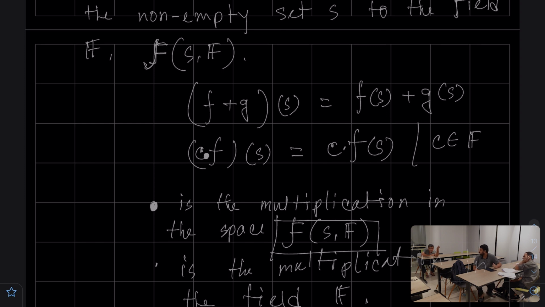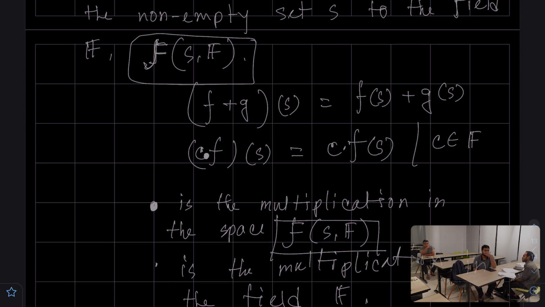Us how this function is defined. So f plus g is a function on the set S, and it is supposed to spit out an element in the field, right? That is why he has this curly F in the bracket, S comma bold-faced F. It means that it is the set of all functions from the set S to the field F.